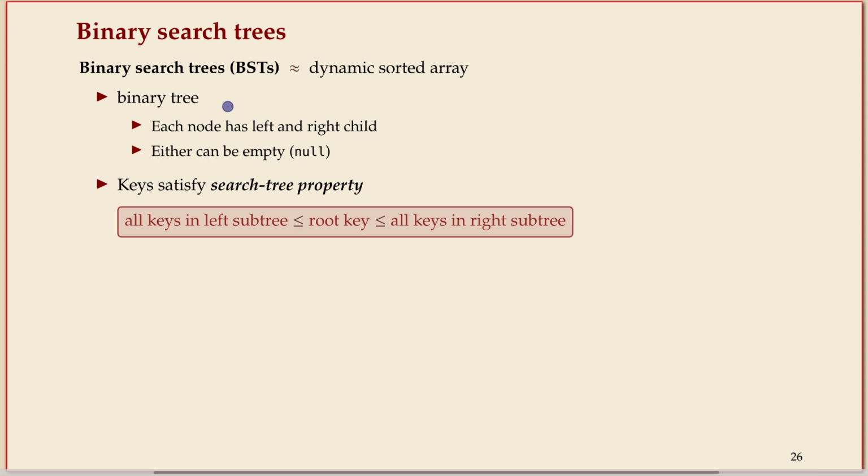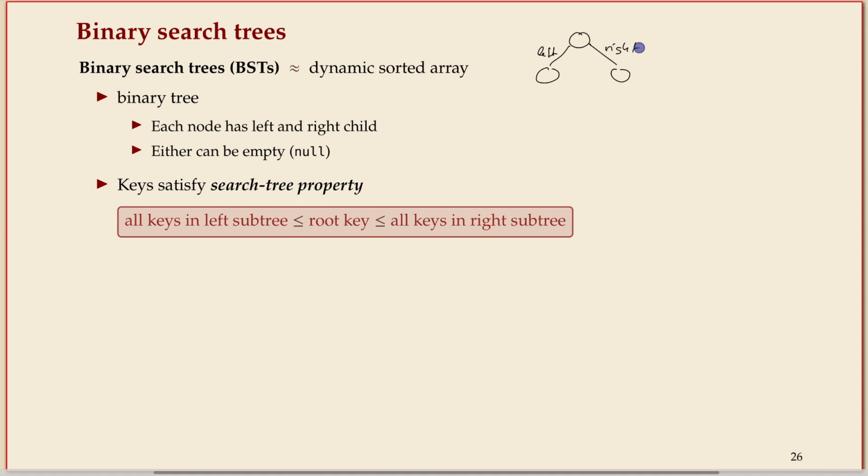What is it, though? So it's, again, a binary tree, which is the same beast as we started with for heaps. It's any kind of structure where we have nodes, and they have a left and a right child. And both of those can be empty.